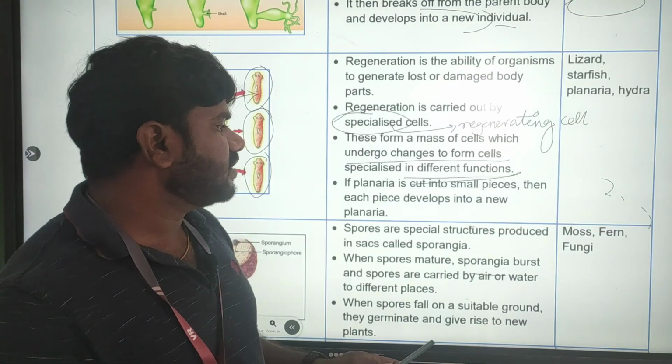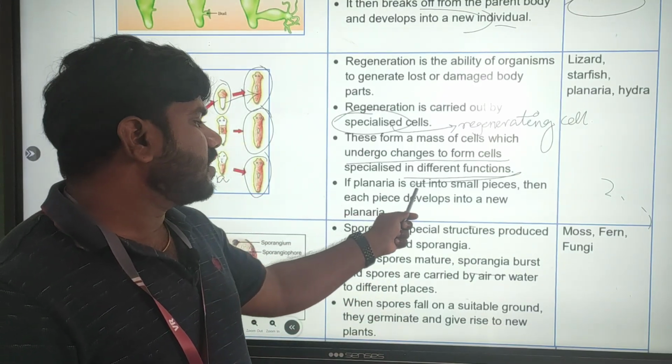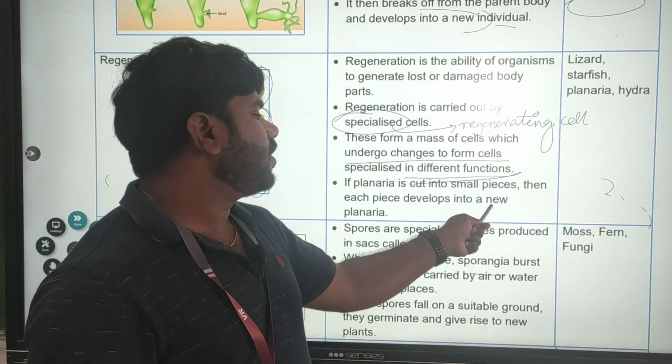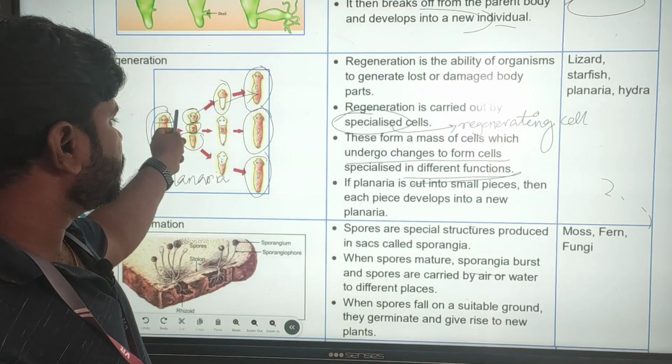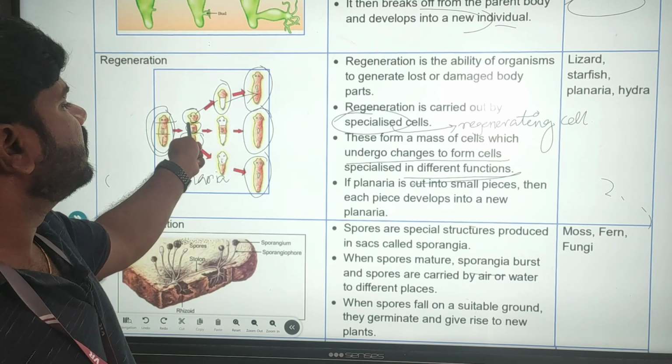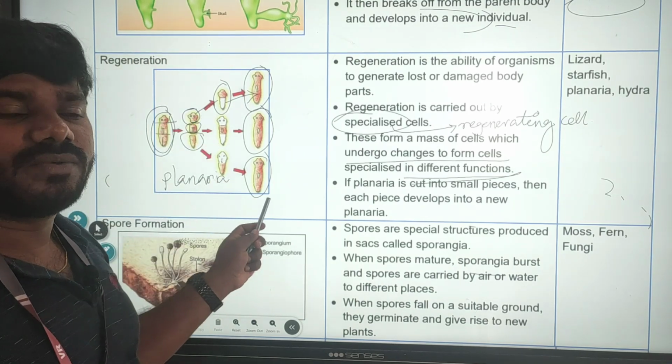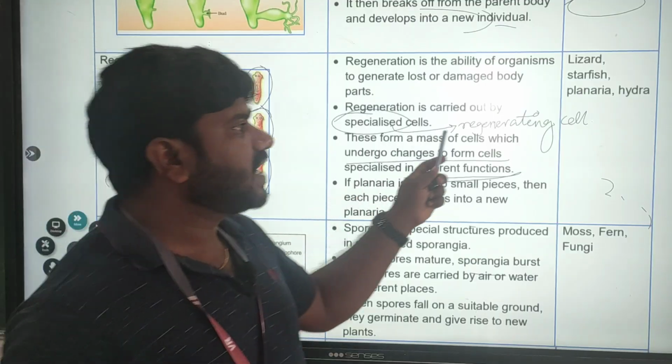planaria or new organism. If planaria is cut into small pieces, then each piece develops into a new planaria. You can see here how I explained this. Each cut part of the planaria can develop into a new individual.